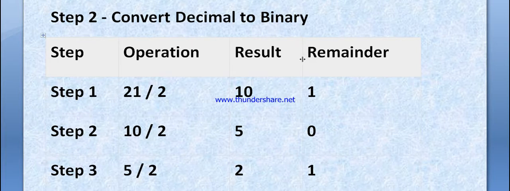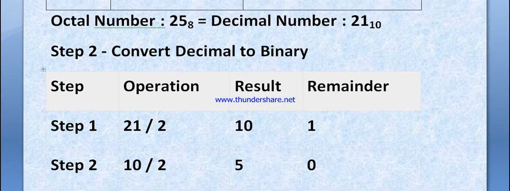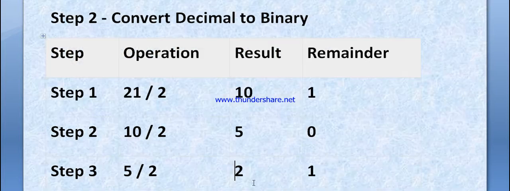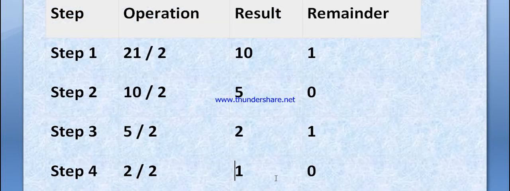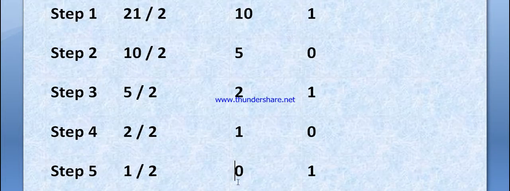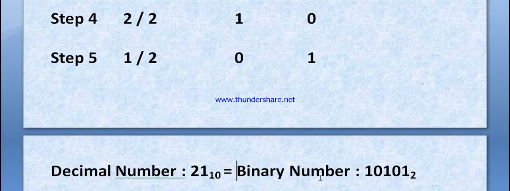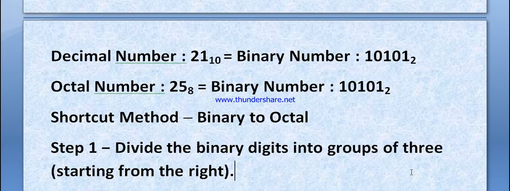Convert decimal to binary. First, 21 is the value; you can see that our number is 25 base 8, the octal number, and the decimal number is 21. So convert decimal to binary. What is the decimal number? 21. So 21 divided by 2, result 10, remainder 1. 10 divided by 2, result 5, remainder 0. 5 divided by 2, result 2, remainder 1. 2 divided by 2, result 1, remainder 0. 1 divided by 2, result 0 and remainder 1. We write down in reverse order: 1 0 1 0 1. This is the binary number of the decimal. Now the octal number 25 base 8 and its binary number.